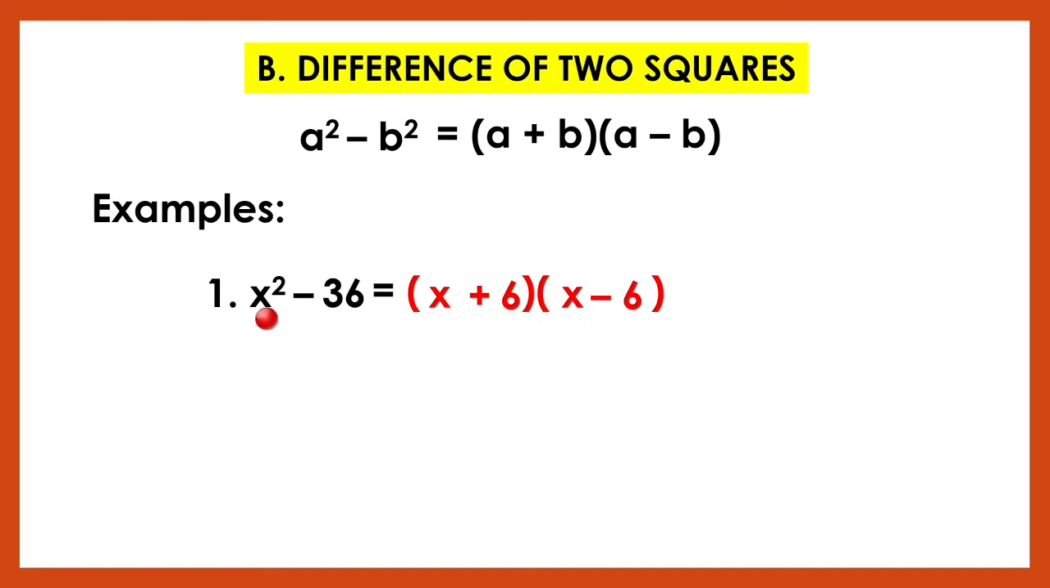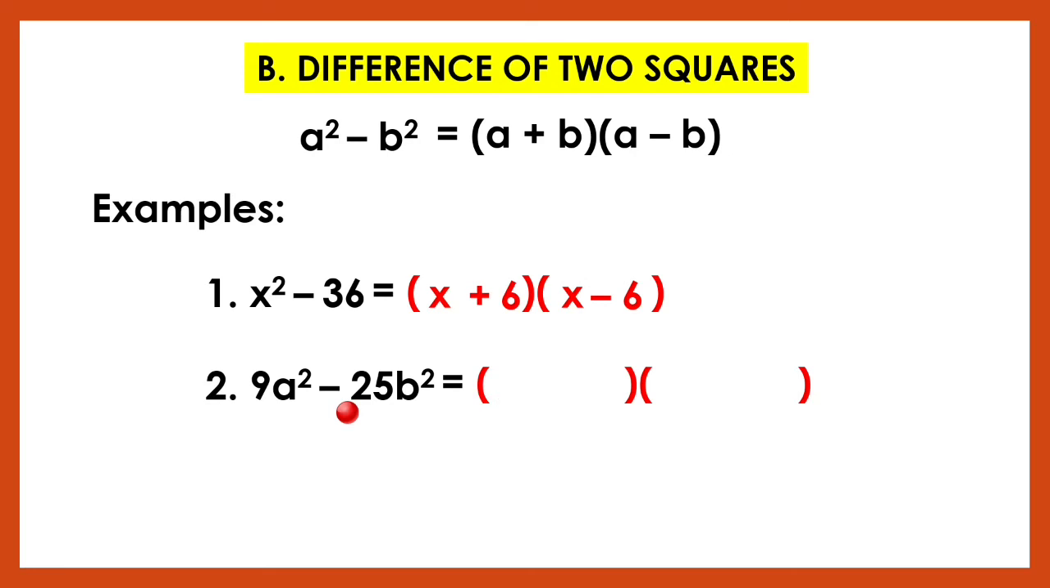So, ang factors ng x square minus 36 ay x plus 6 and x minus 6. Another example. We have 9a squared minus 25b squared. So, this is an example of difference of 2 squares.